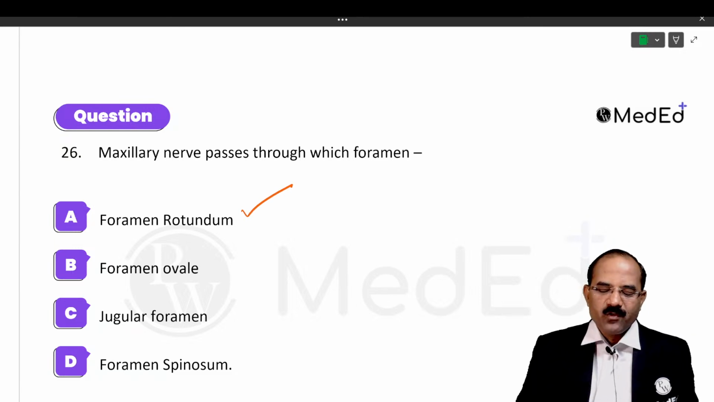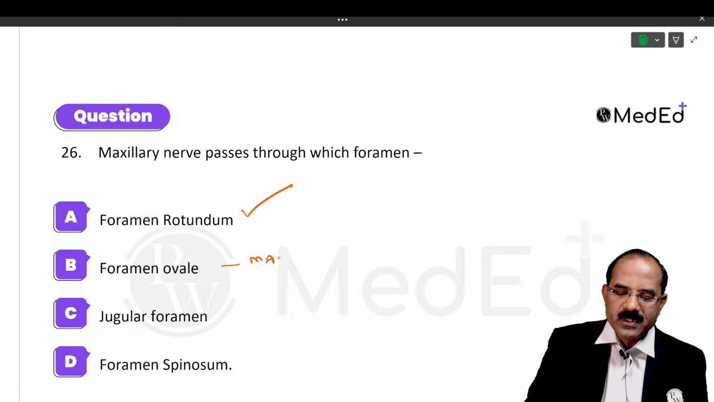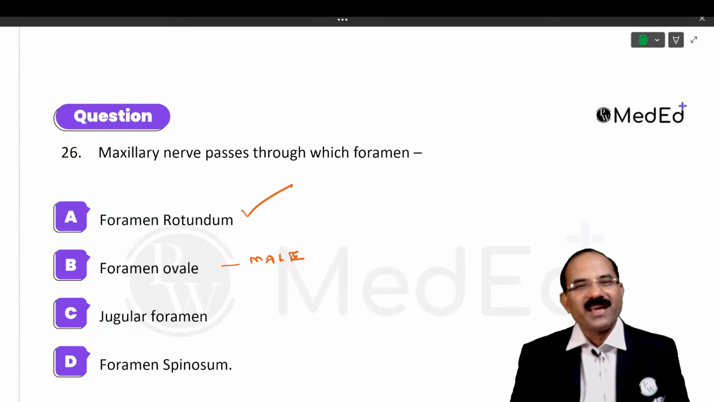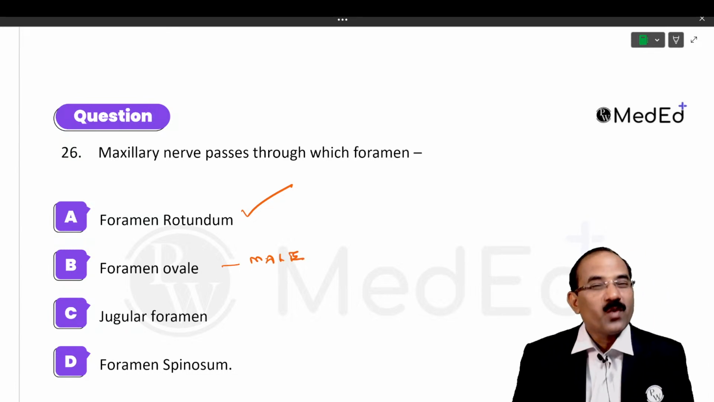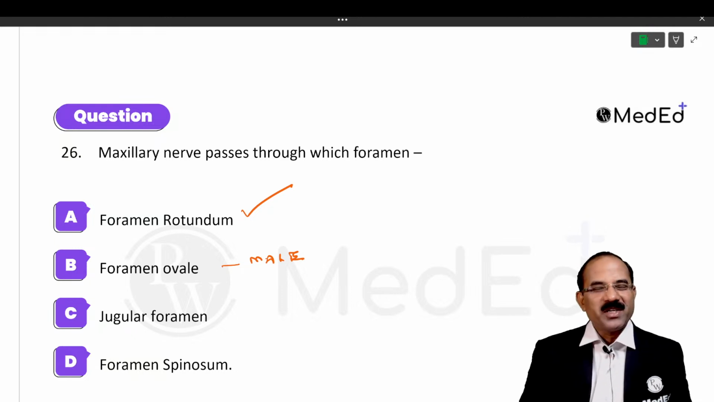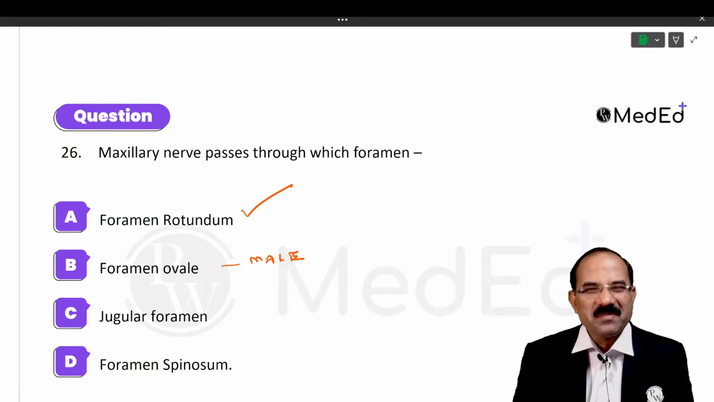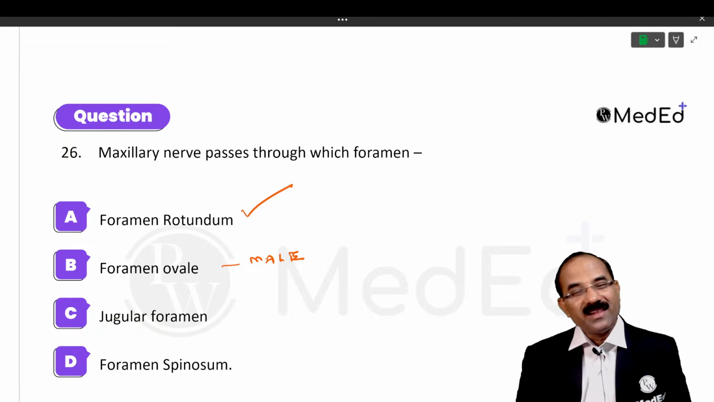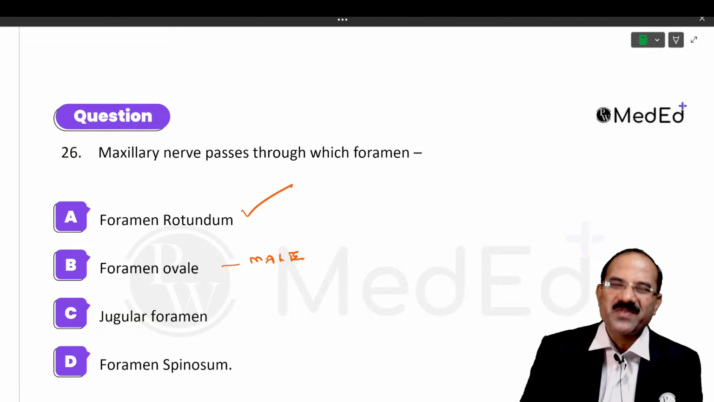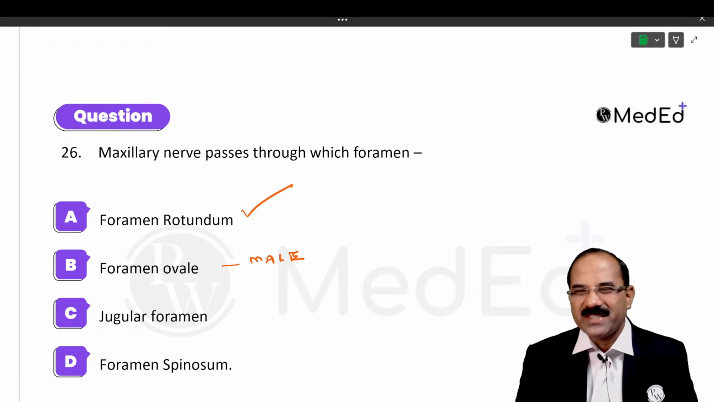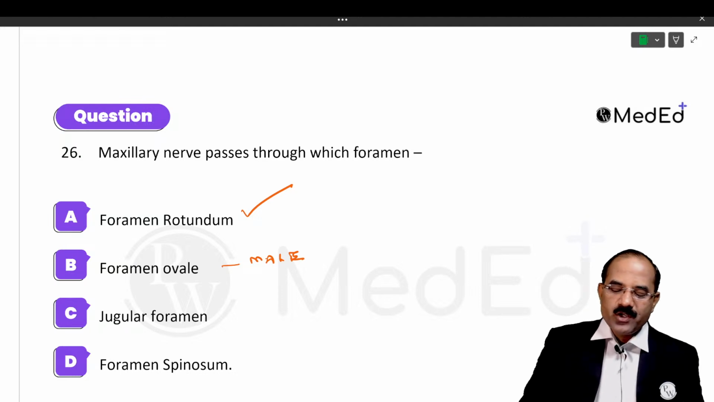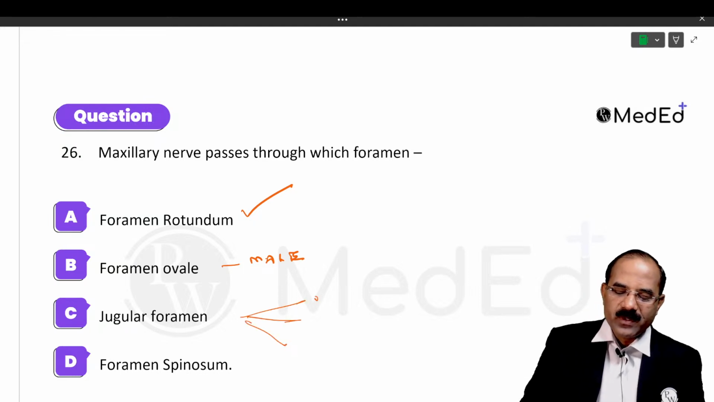Who passes through the foramen ovale? You know this mnemonic MALE, right? Do you remember this mnemonic? Male. What is M? M is mandibular nerve. A, accessory meningeal artery. L, the lesser petrosal nerve. And what will E be? Emissary vein. Right? The jugular foramen has three compartments: an anterior compartment, a posterior compartment and a middle compartment.